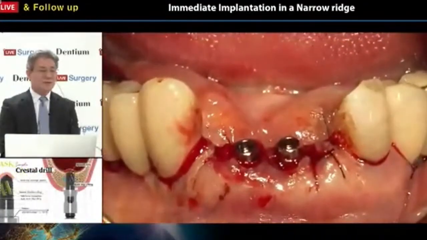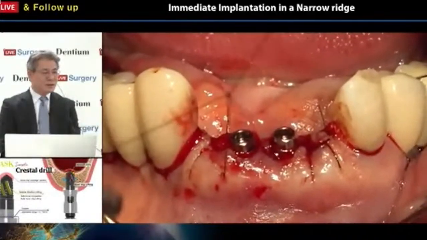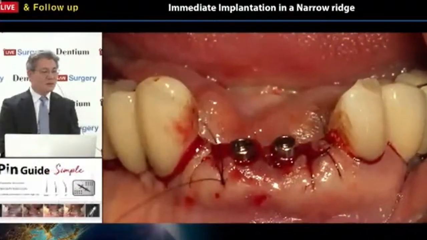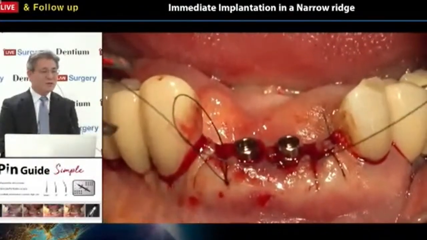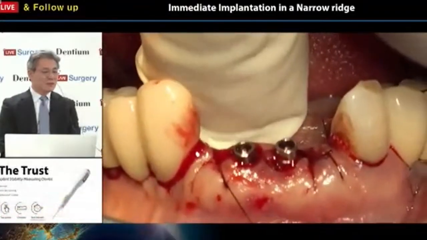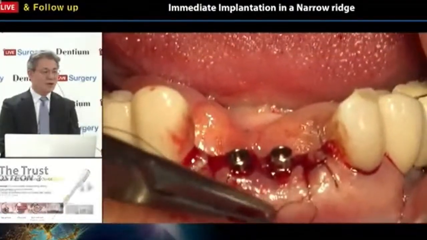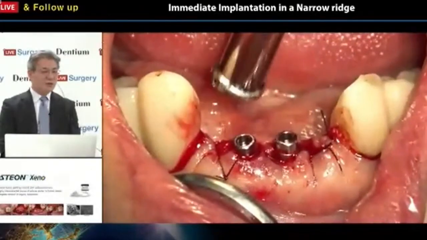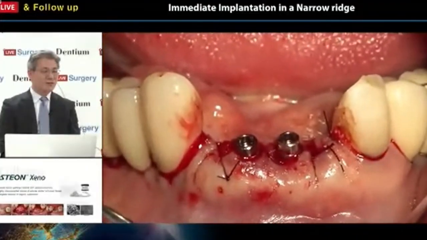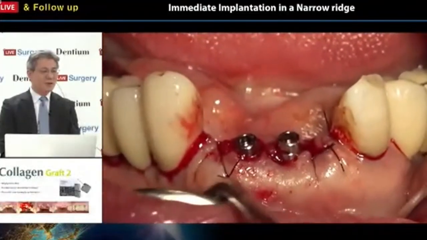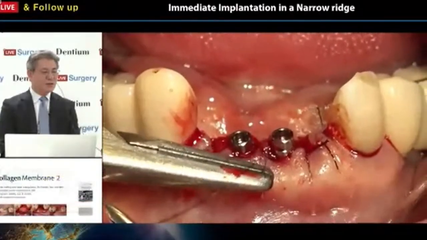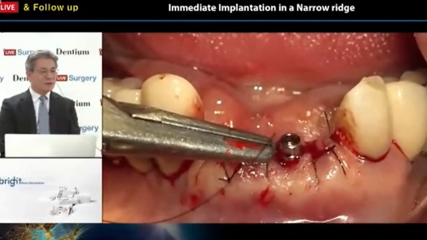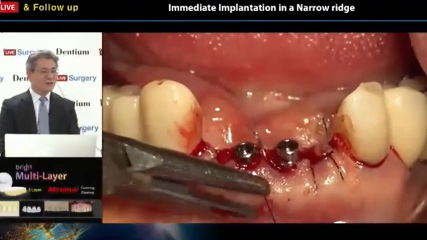No flap displacement anymore, and no primary closure at all. Applied with the open wound concept for using this collagen graft tool. So that is a good benefit, a big favor of using this collagen graft tool. And this suture knot will be final.